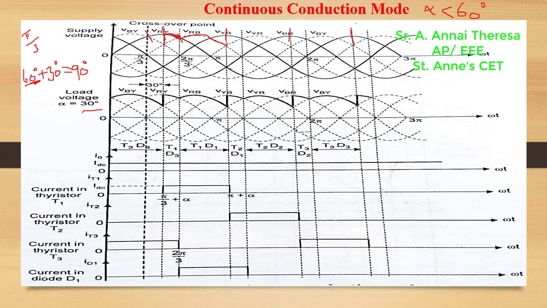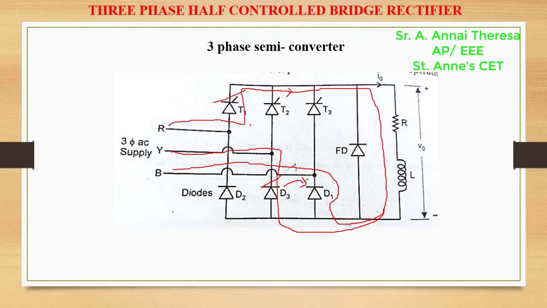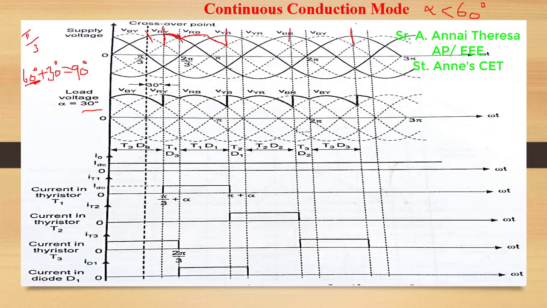Here the next thyristor is triggered. What is the maximum value here? VYB, that is the voltage between the Y phase and B phase. What are the thyristor and diode connected between Y and B? With Y, T2 is connected, and with B, D1 is connected. D1 is already conducting. Now the thyristor T2 becomes forward biased, so T2 and D1 conduct. This voltage will appear as the output.